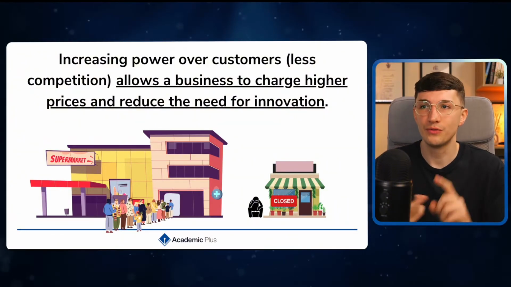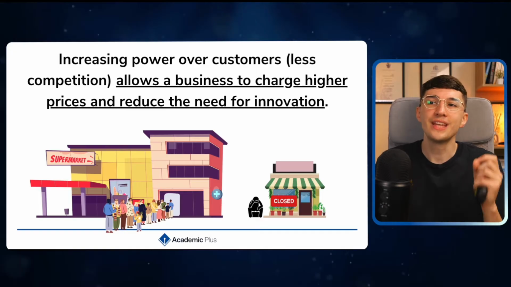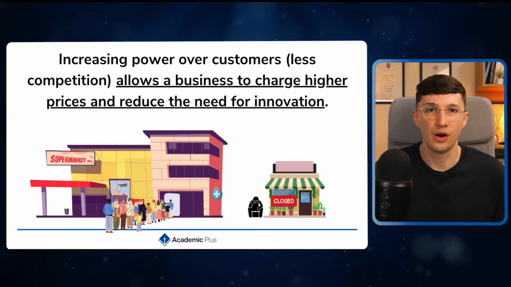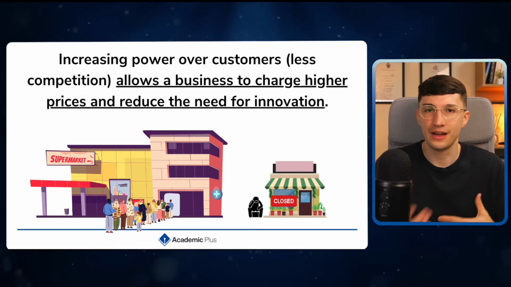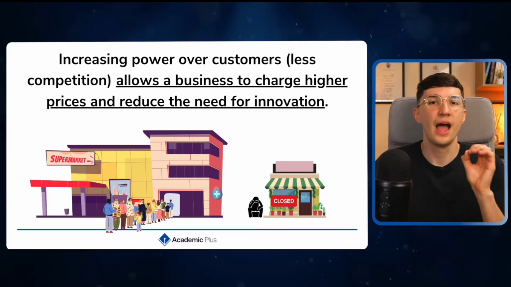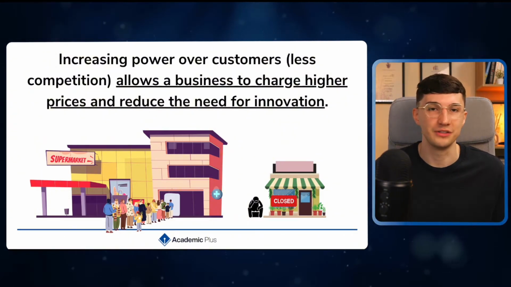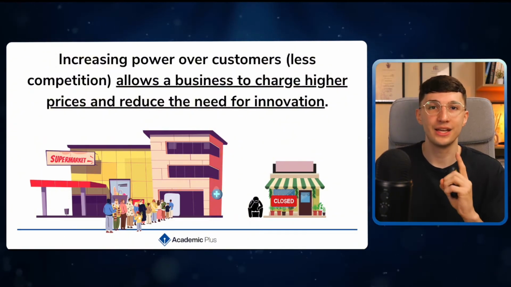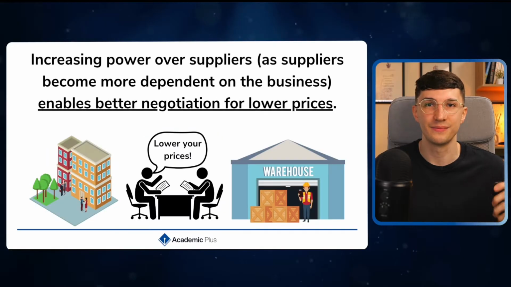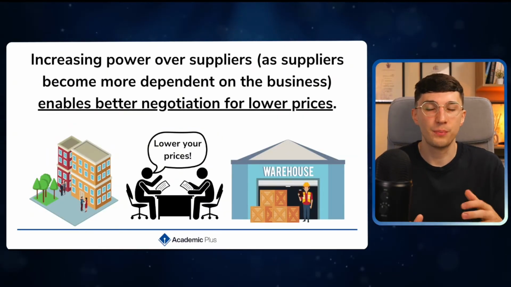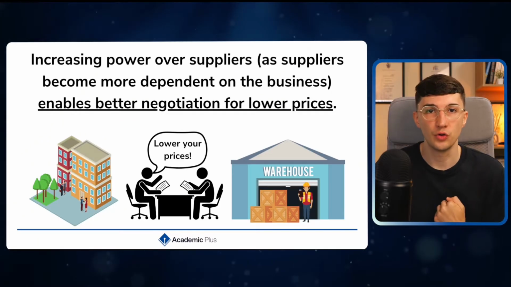So I can get away with charging higher prices and potentially reduce the need for innovation. Because if I have less competitors in the market, then I don't need to continuously invest in differentiating my products. However, you do want to make sure that the business does not become complacent, as complacency is the biggest killer for these larger businesses. And as I said, it increases our power over our suppliers because that supplier becomes a little bit more dependent on your business.